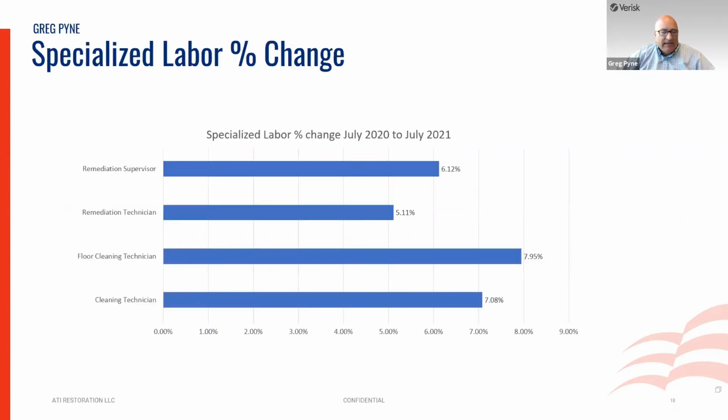Let's look at the next slide. This one looks at labor and specifically specialized mitigation labor. In the insurance repair industry, you have specialized mitigation labor: cleaning technicians, floor cleaning technicians, remediation technicians, remediation supervisors. You can see that we've seen increases for the cleaning technician of over 7%, the floor cleaning technician almost 8%, remediation technician over 5%, and the supervisor over 6%.